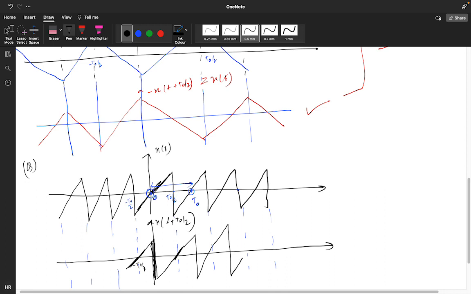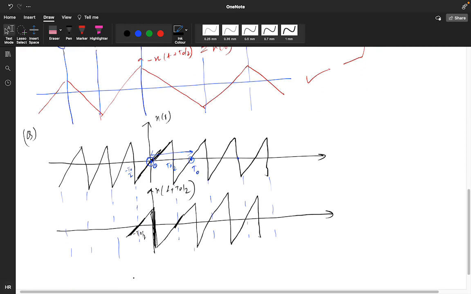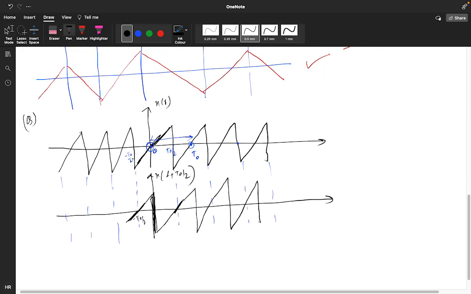Straight line. This is your minus t naught value, and this will become what? Minus t naught by 2 plus minus t naught by 2, minus t naught. So at minus t naught you will get the straight line like this. This is your minus t naught part, so here you will get the straight line.